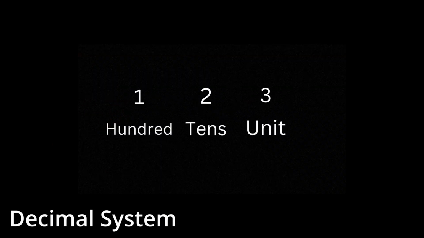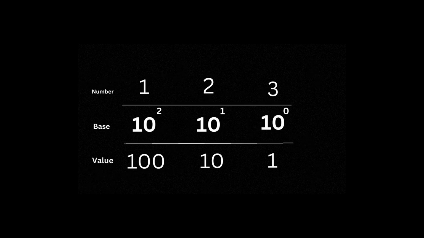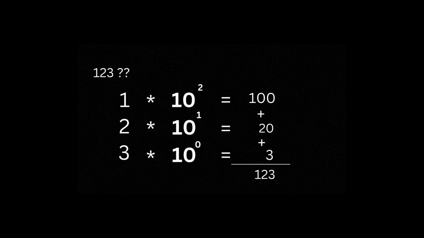Let's consider counting. How do you know this is 123? It's obvious that 1 is at the 100th place, 2 is at the 10th place, and 3 is at the unit place. We use something called a decimal number system, 10 being the base, and we increment the power of that base. Summing up the powers after multiplying them with the digits, you get that number.